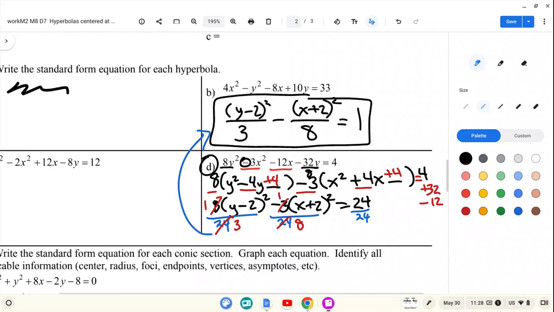And we're done. If you have a question about what happened to that negative, it's still there. It's just right here in the middle. You don't change that sign, and that, again, is what makes it a hyperbola.